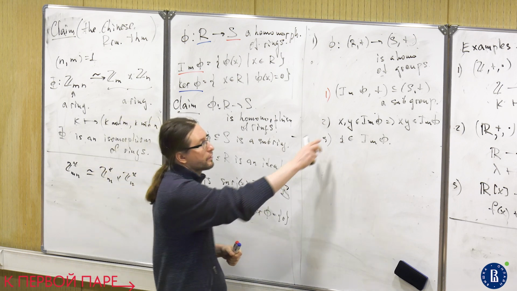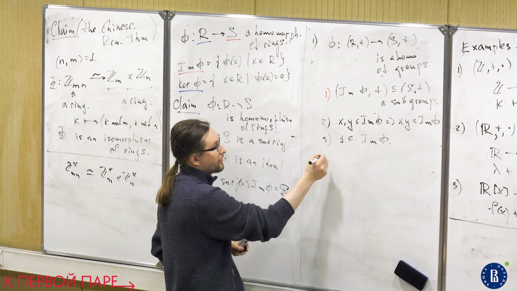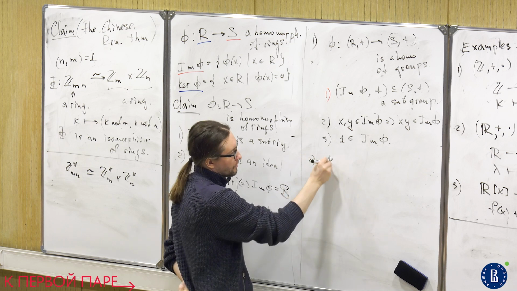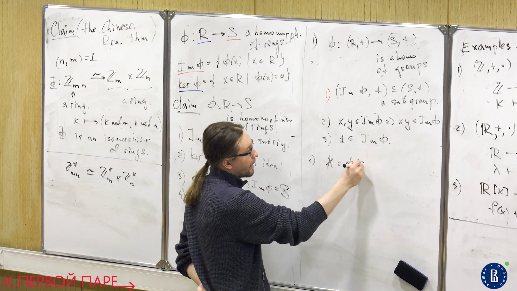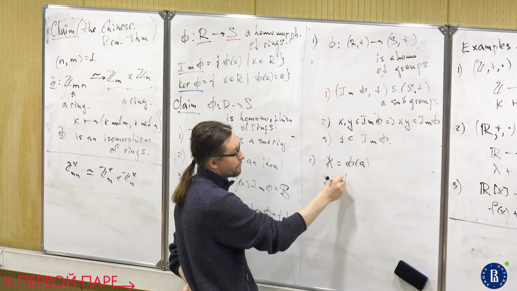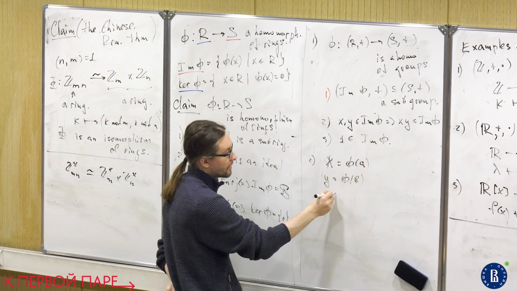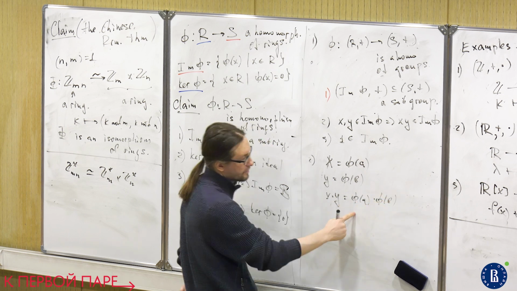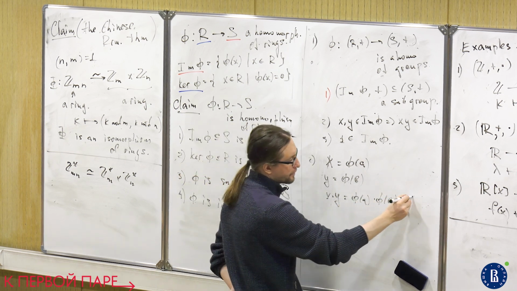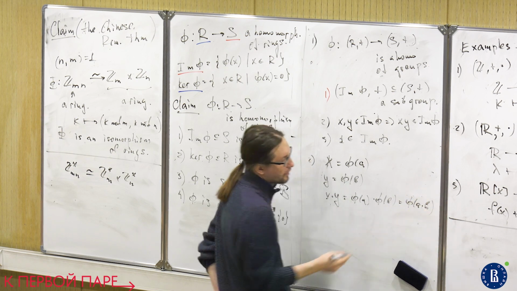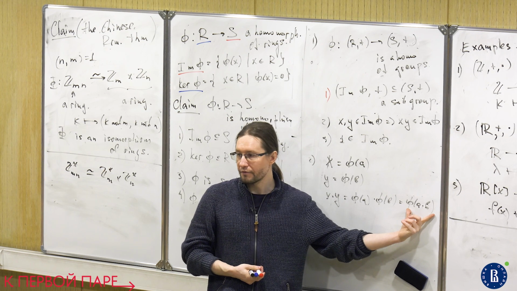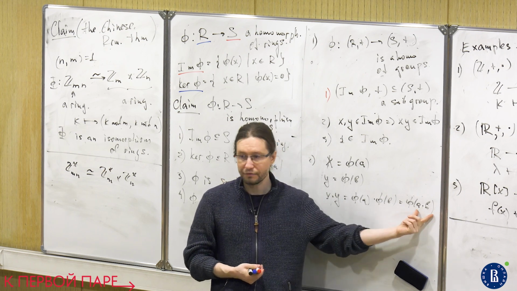But what does it mean that x and y are in the image? If x and y are in the image, then x is of the form phi of A and y is of the form phi of B. Then x times y is phi of A times phi of B, and since phi is a homomorphism, this is phi of A times B. But this means that the product belongs to the image, because by the definition, it's represented as phi of something.